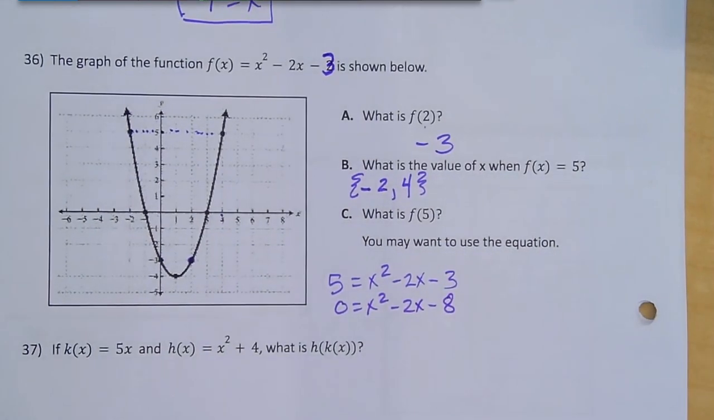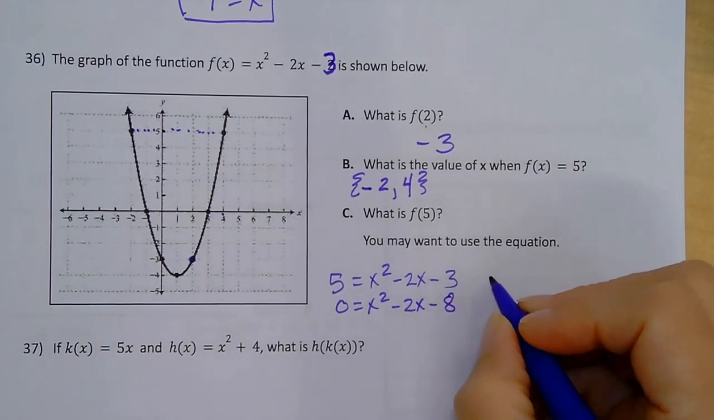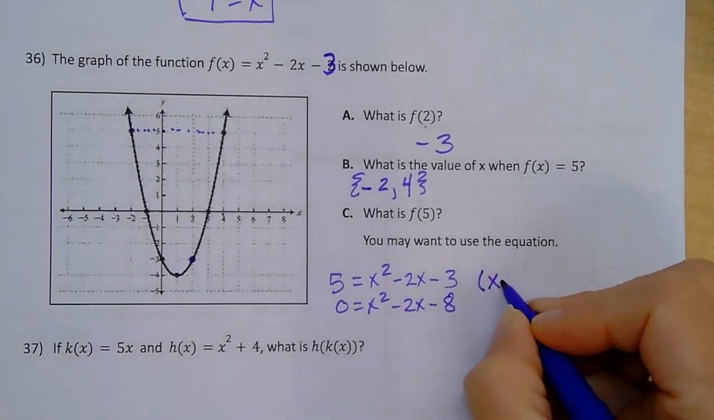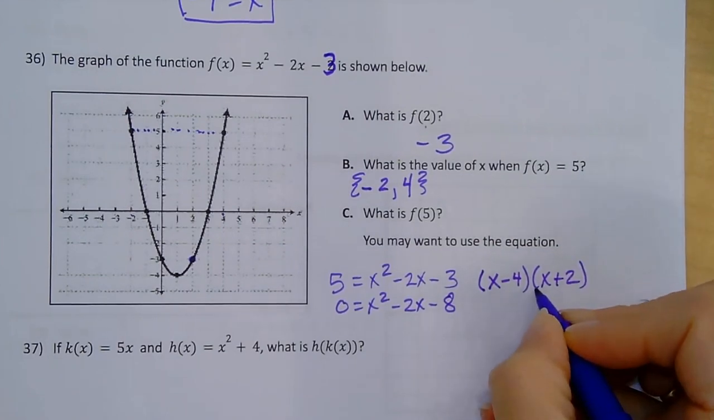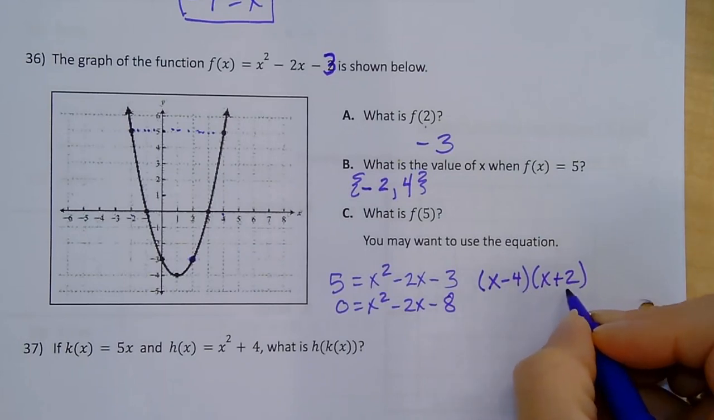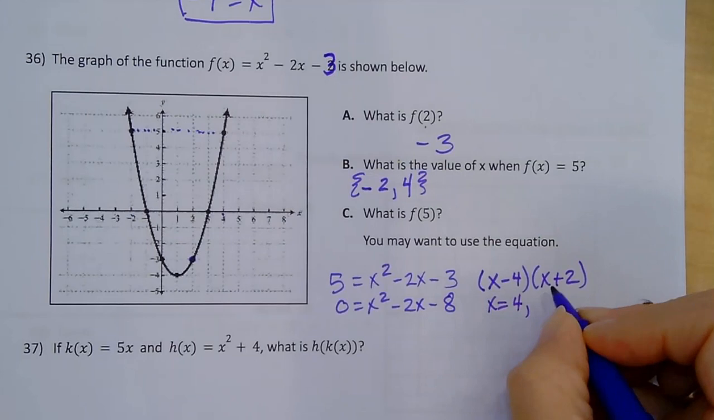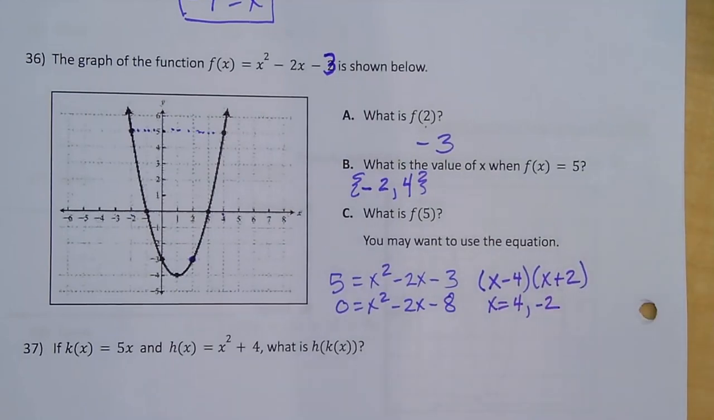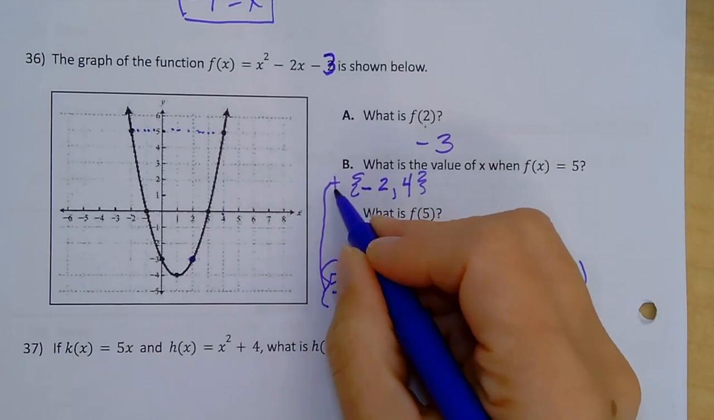And then I would probably factor that. So if I find the zeros by factoring, I would see that that is x minus 4 times x plus 2, right? x squared minus 4x plus 2x, that's negative 2x, minus 8. So I can see that my x's are going to equal 4 and negative 2. Okay, so this is all for B.